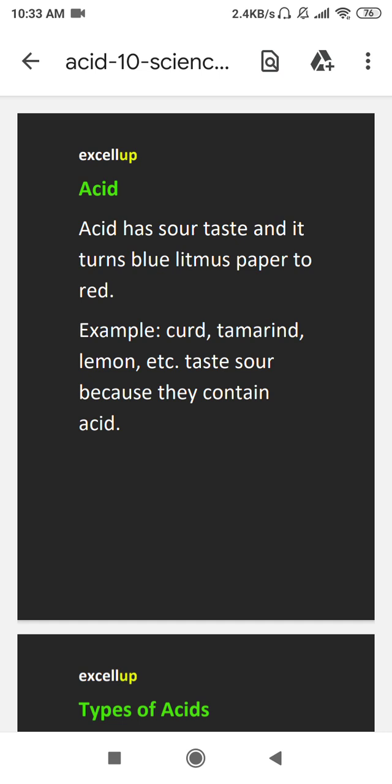So whatever is sour in taste must contain acid. For example, curd is sour, so curd contains acid. It contains lactic acid. Tamarind, lemon, orange, so many fruits, vinegar, all of them contain acid.